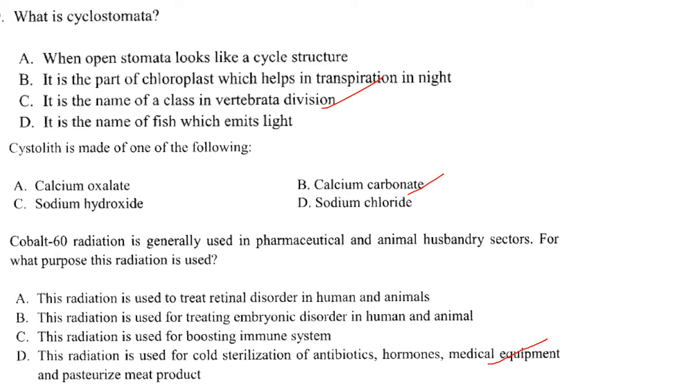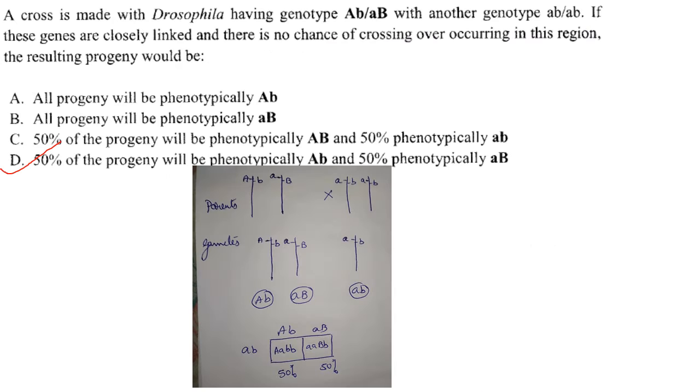For what purpose is this radiation used? So this radiation is used for cold sterilization of antibiotics, hormones, medical equipment, and pasteurized meat products. So answer is option D.